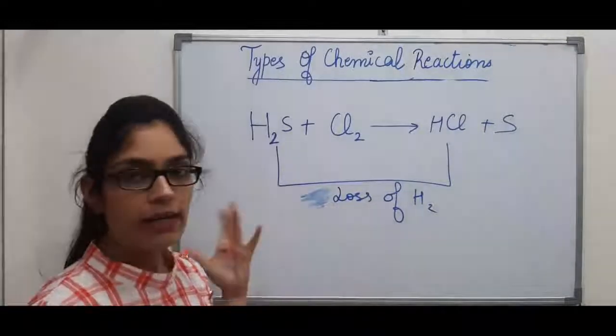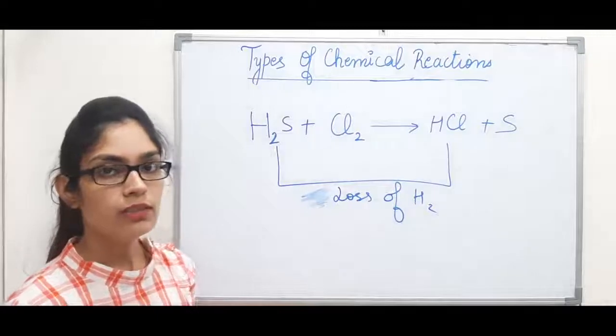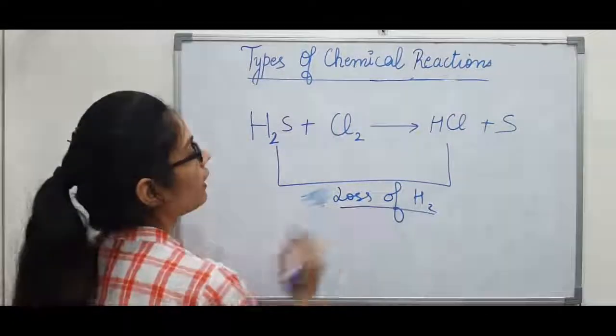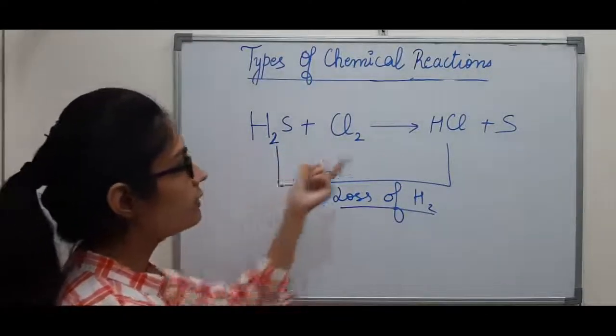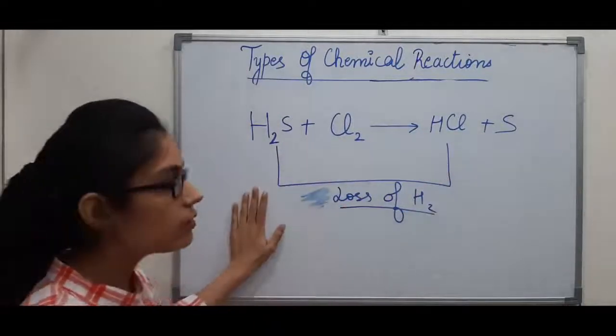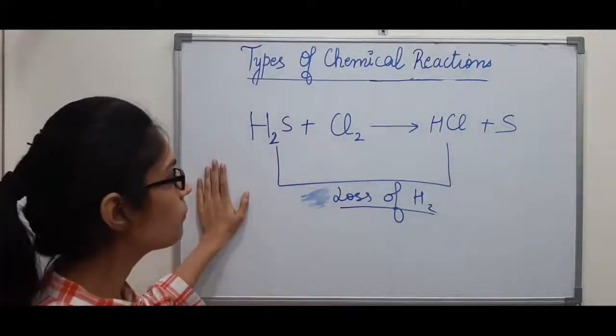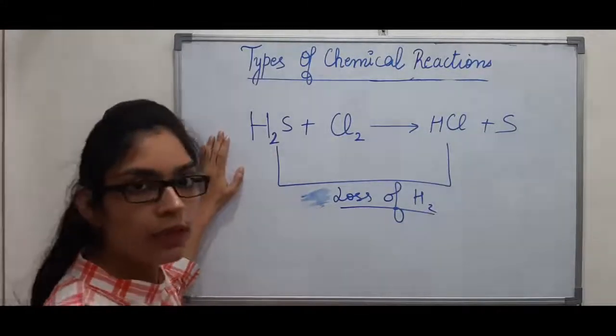And just now I have told you oxidation is either addition of oxygen or loss of hydrogen. In this reaction I can see loss of hydrogen is taking place, due to which this is also an example of oxidation reaction. Now let's start with the reduction.